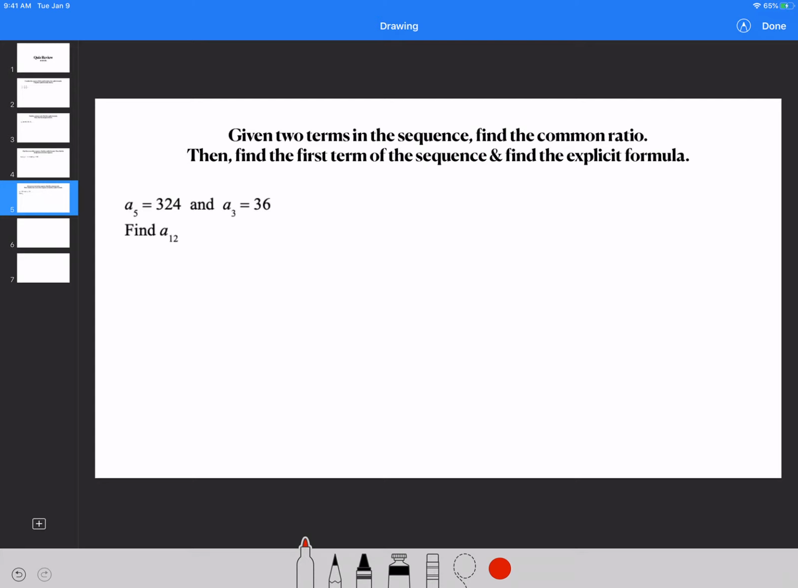Okay, last question, in which I didn't go over this with you guys yesterday, and I told you guys specifically I wanted to go over this today. I'm giving you the two terms in the sequence, and then find the common ratio first, then find the first term, and then find the explicit formula, and also then find the designated term. So you actually have 4 parts to do, A, B, C, and D.